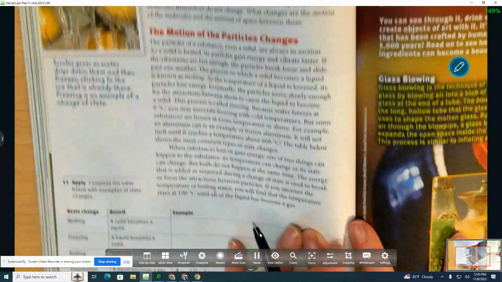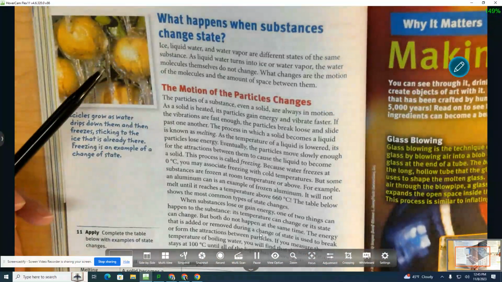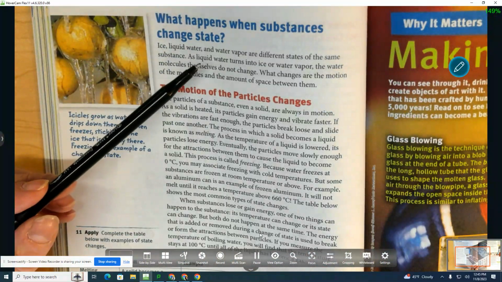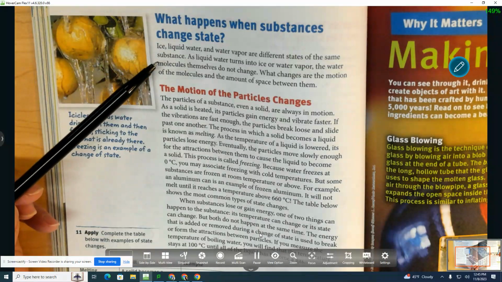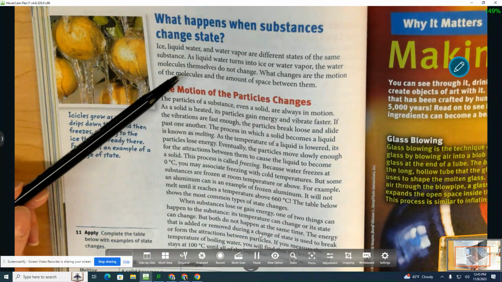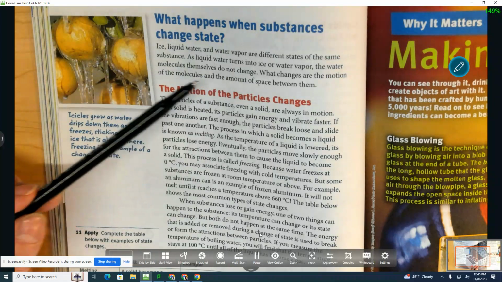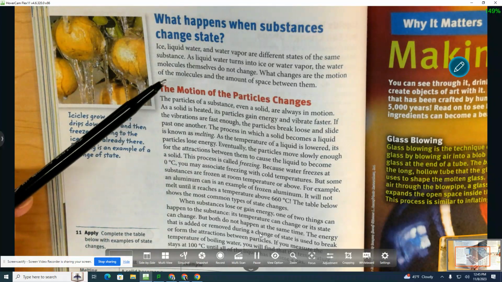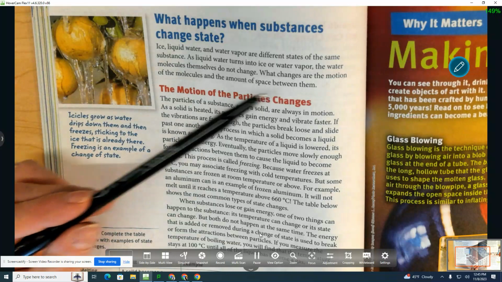All right, page 70. What happens when substances change state? Ice, liquid water, and water vapor are different states of the same substance. As liquid water turns into ice or water vapor, the water molecules themselves do not change. What changes are the motion of the molecules and the amount of space between them.